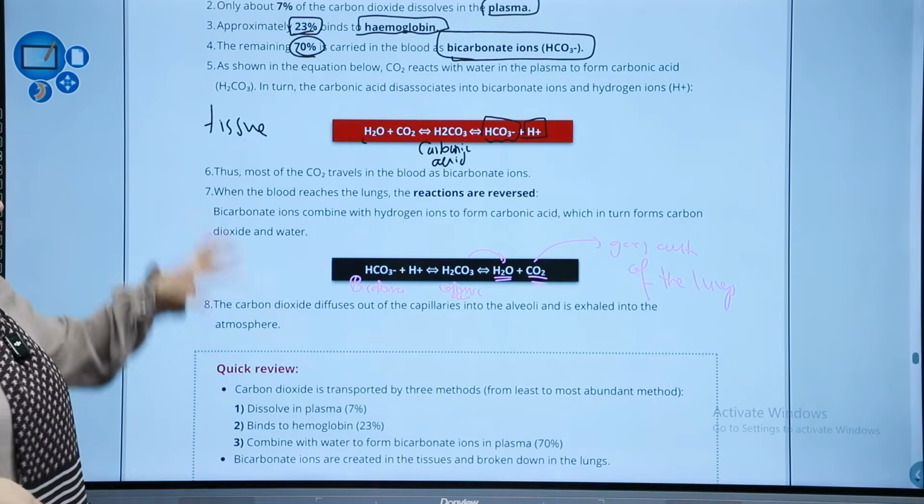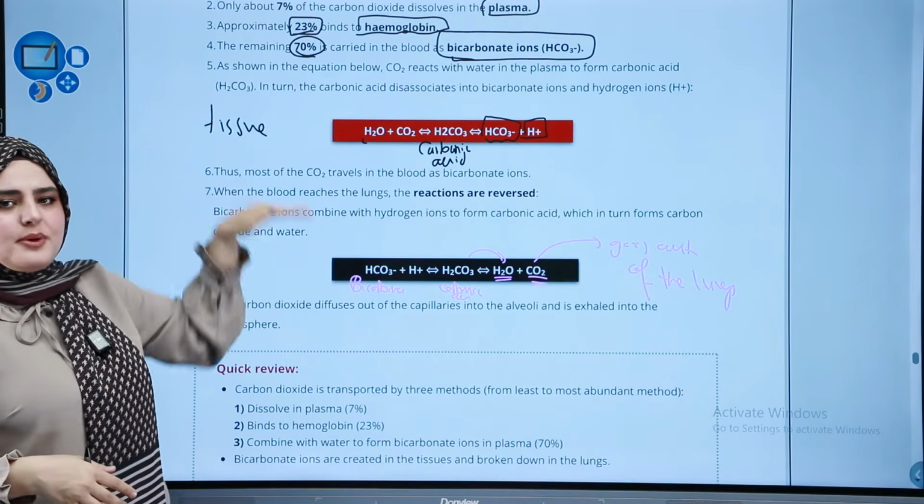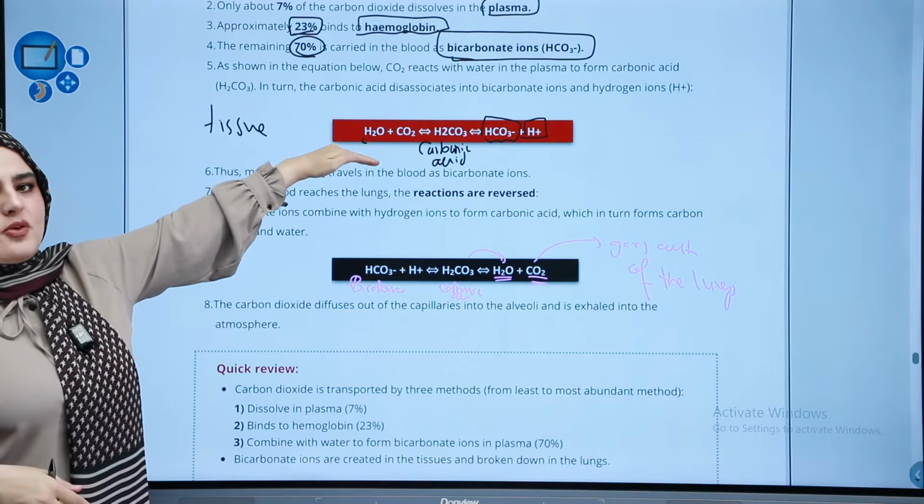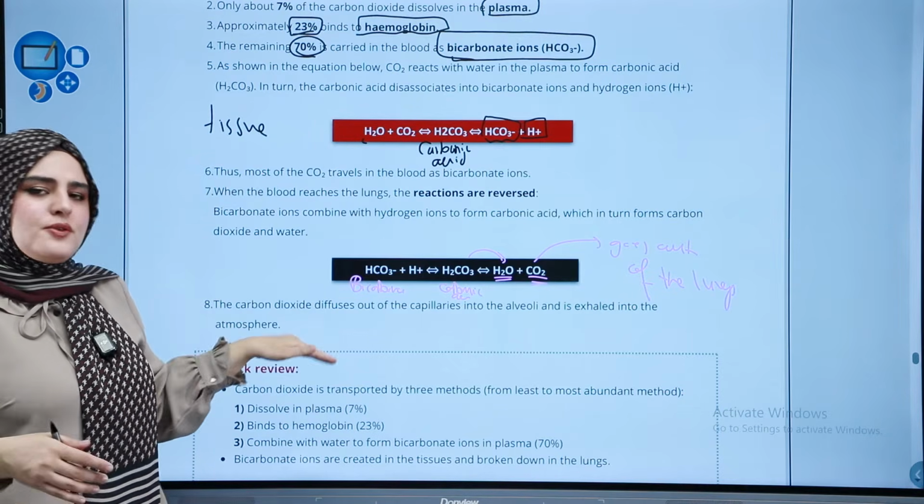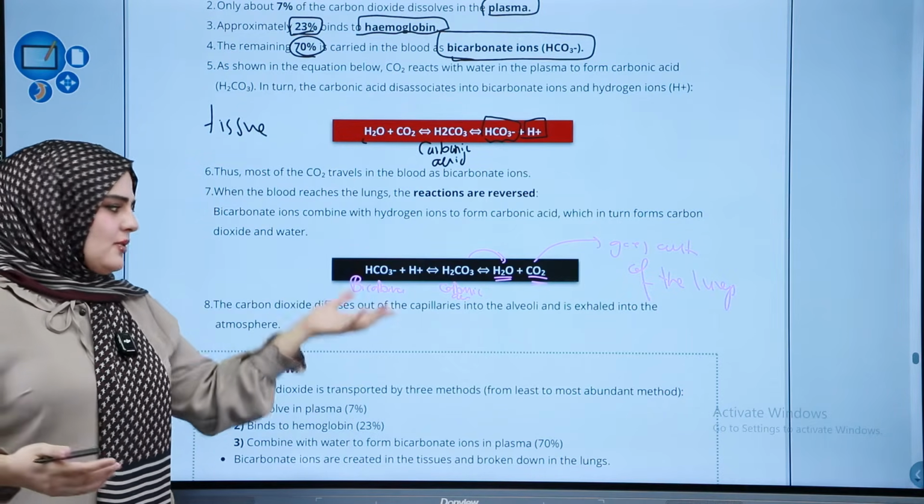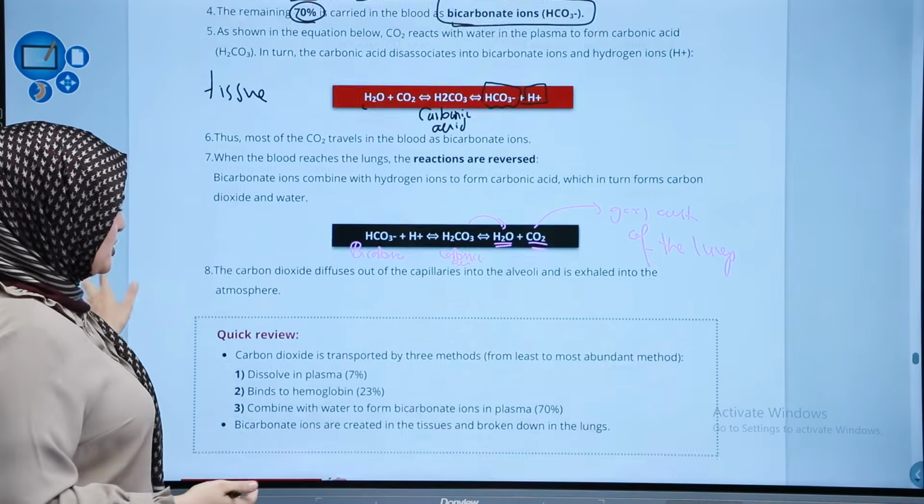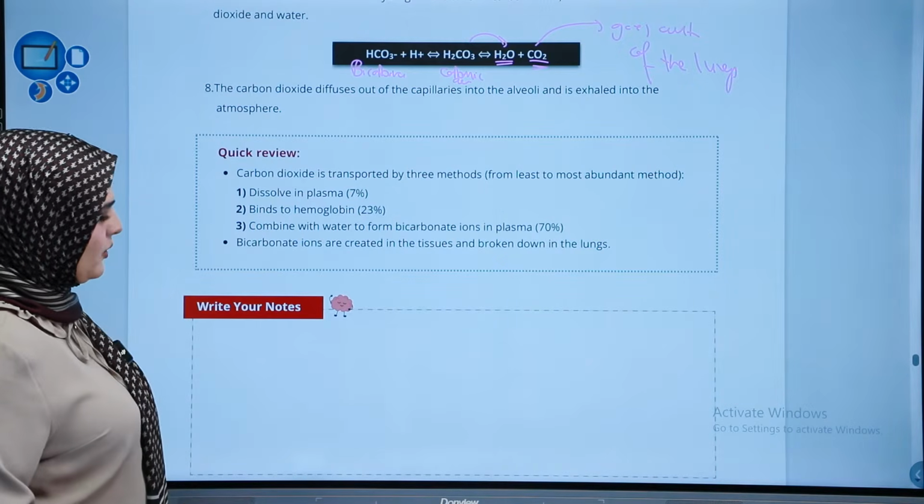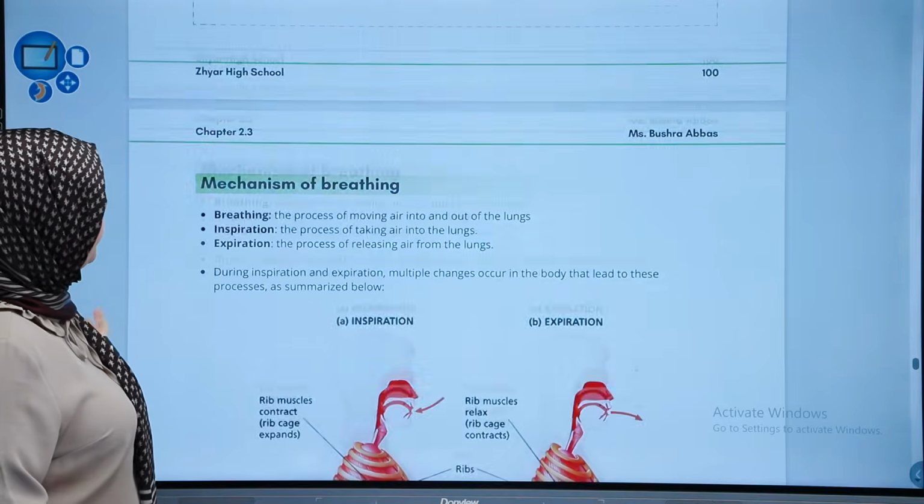That's it. That's all you need to know. You need to know where the reaction happens and where this one happens. When the HCO3 is created and when it is going to get broken down and react back to its original phase? These are very important to know, and this is a quick review regarding this.